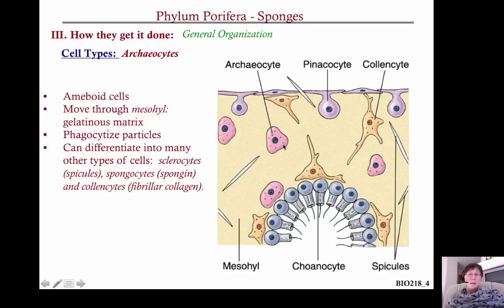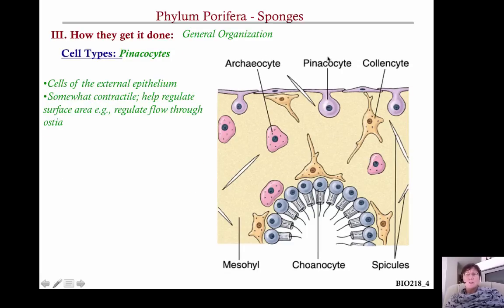Now, these archaeocytes can also differentiate into many different other types of cells. So they can become sclerocytes, where they form spicules. They can be spongocytes, which produce spongin, which is a sort of flexible connective sort of tissue, but it's not a true tissue. Or can form collencytes, so collagen. So basically, they can form different kinds of spicules, is what it really amounts to.